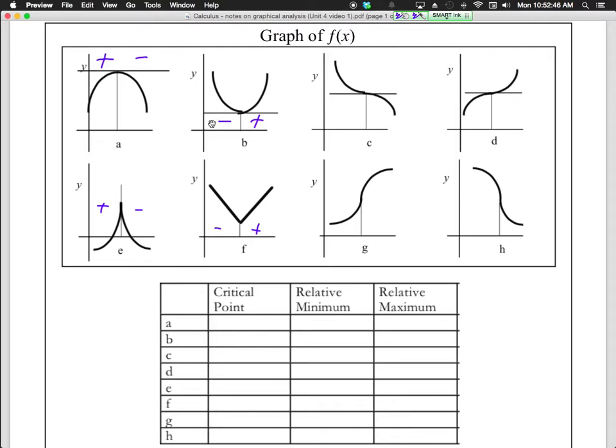Okay? And that is going to be a stamped justification because it does not change. If you're going to tell me something is a relative maximum, how are you going to justify it? f prime of x changes from positive to negative. If you're going to tell me something is a relative minimum, what are you going to tell me? f prime of x changes from negative to positive.